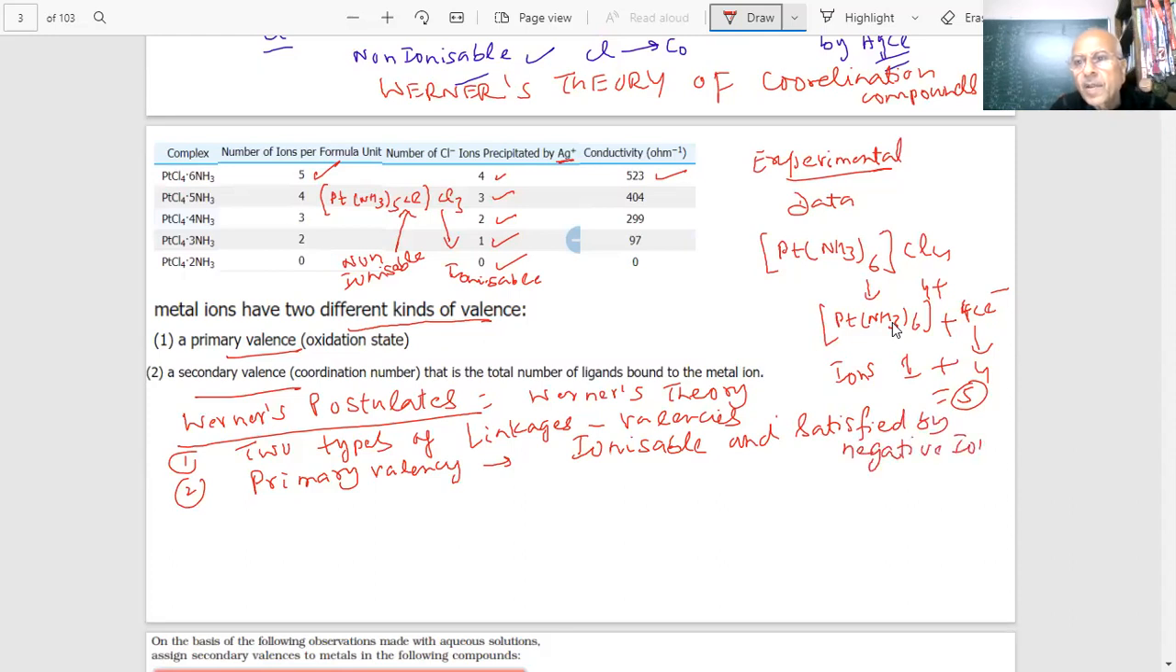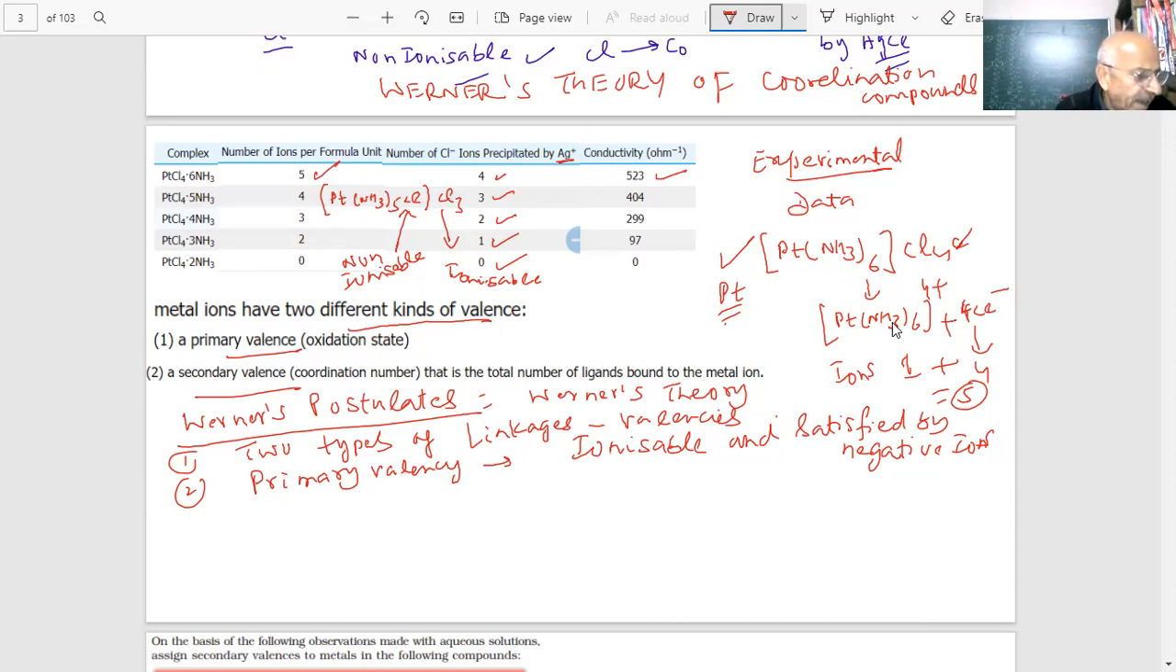So if I write this compound, what is the primary valency of platinum? 4. This has how many ionizable counter ions? 4 negative ions. That is the primary valency. Here you can see how much ionizable Cl minus: 4.